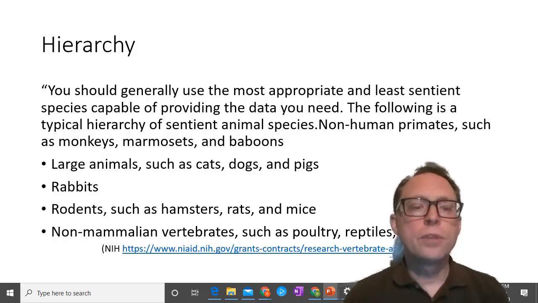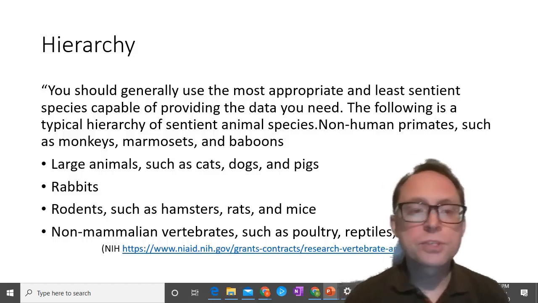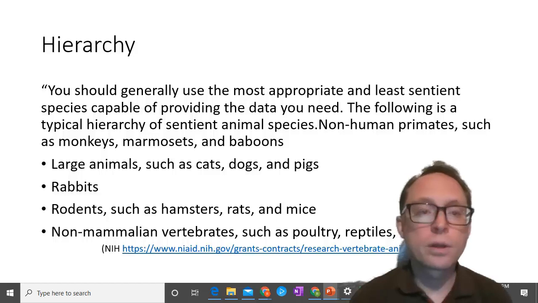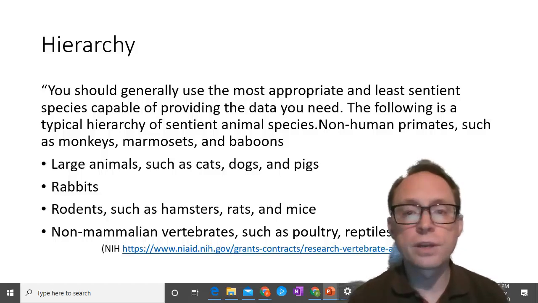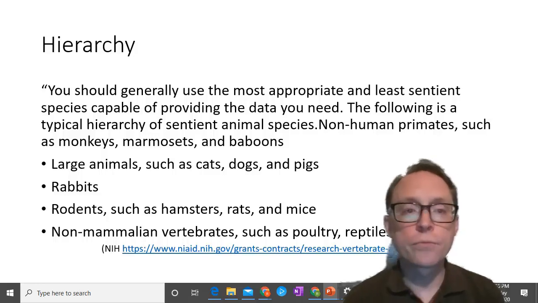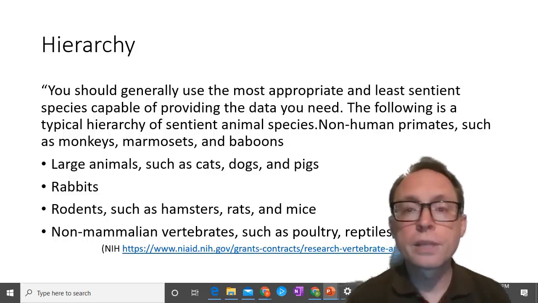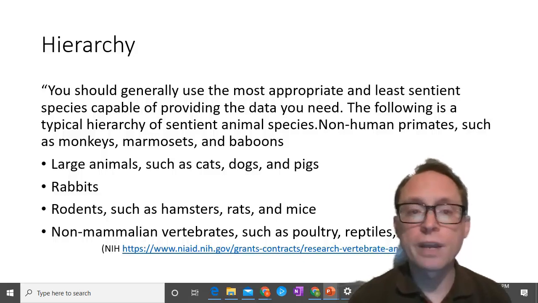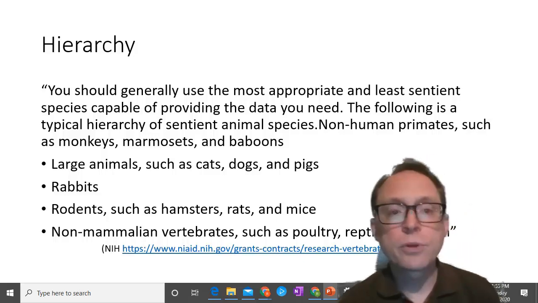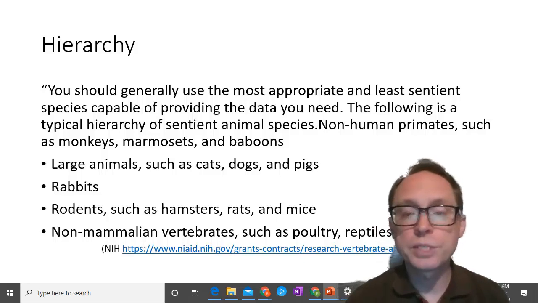So this is, according to the NIH, a subdivision of the NIH. This is their definition of how we go through the ethics process of using animal subjects research. And this is a direct quote from them. So you should generally use the most appropriate and least sentient species capable of providing the data you need. The following is a typical hierarchy of sentient animal species.